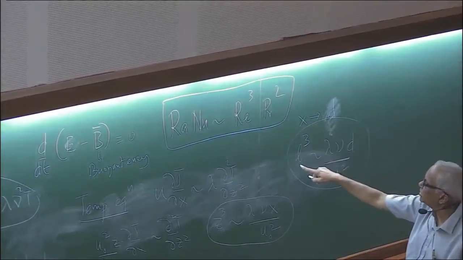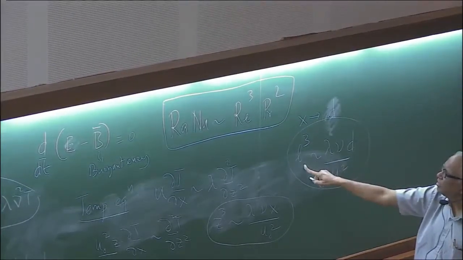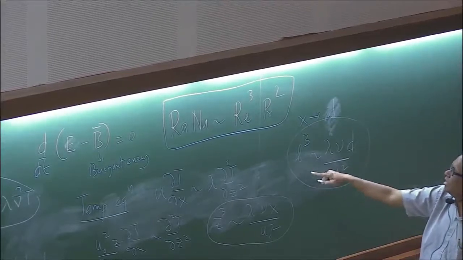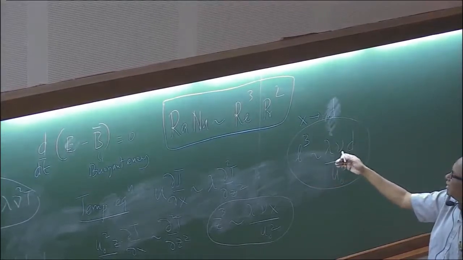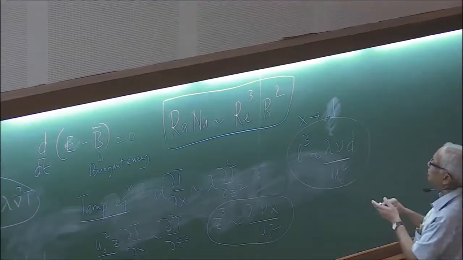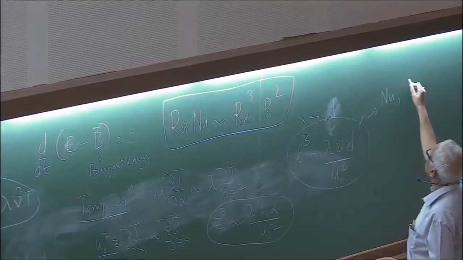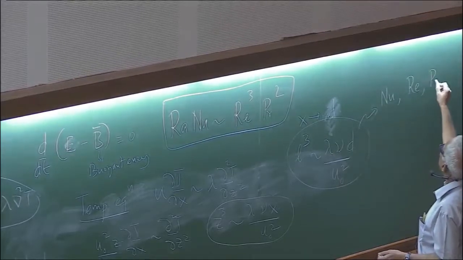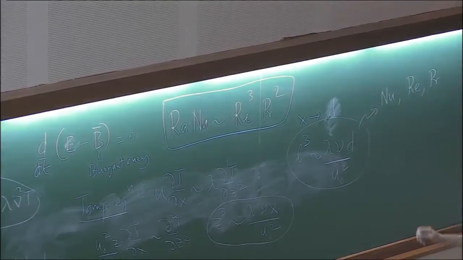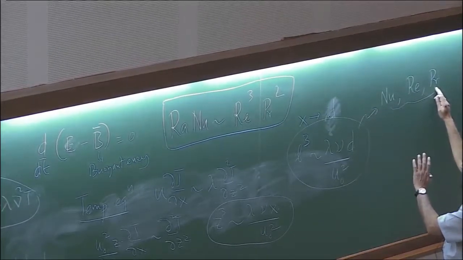your Nusselt, another relation. This will give you another relation between Nusselt number and Reynolds number. So this is going to be a relation between Nusselt, Reynolds, and Prandtl number.